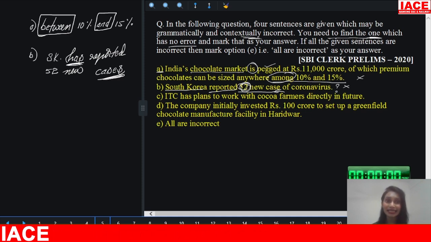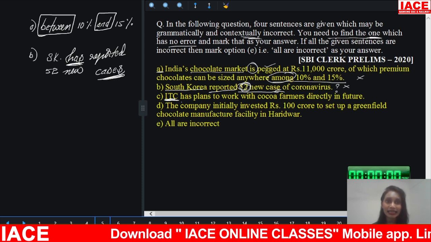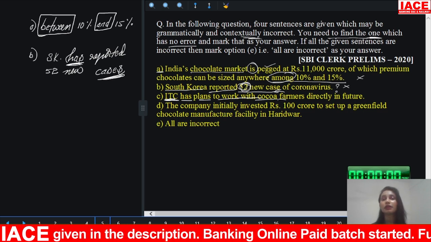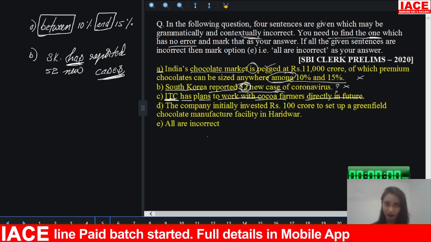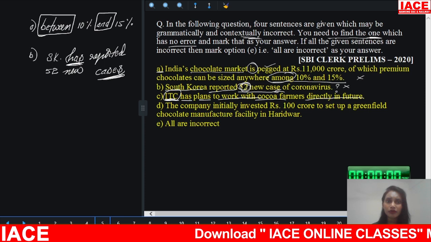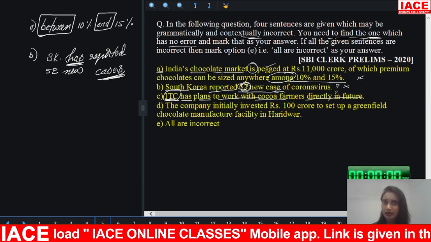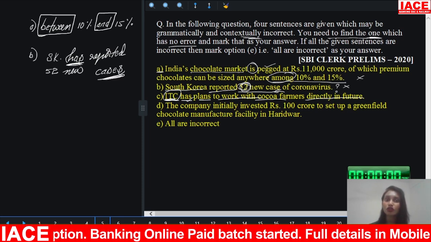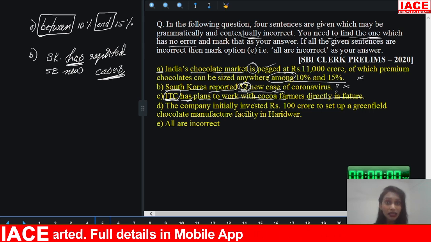Now let's see sentence C. ITC is our subject. Company brand ITC has plans to work with cocoa farmers directly in future. Fine. Now let's learn this in detail. Here ITC is our subject, which is singular, right? So singular subject takes singular verb, ITC singular, so has singular, correct, fine. Has what? Plans, okay, to infinitive. So has plans to work with is correct.